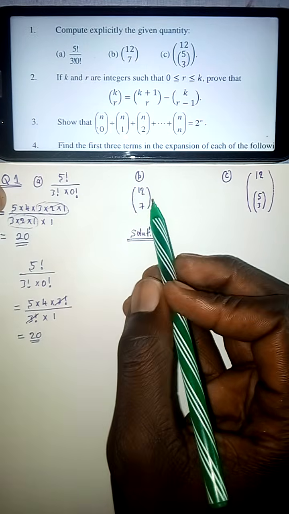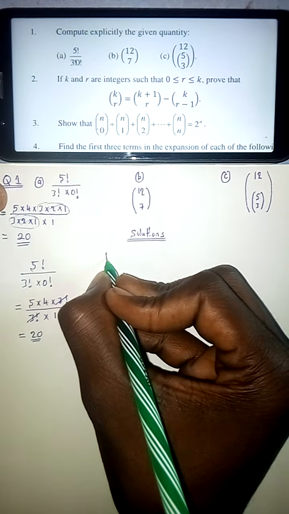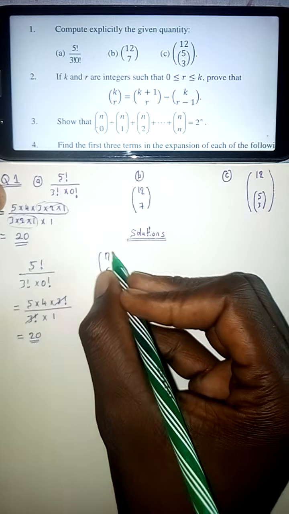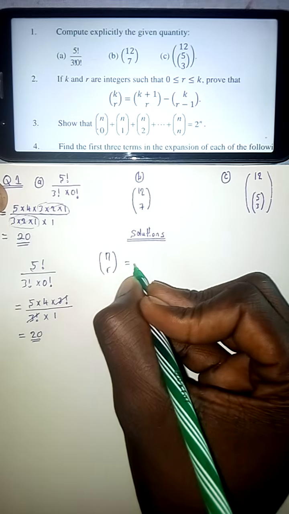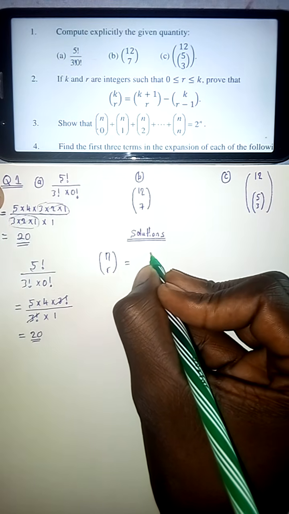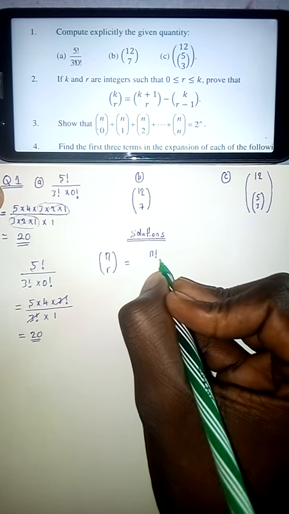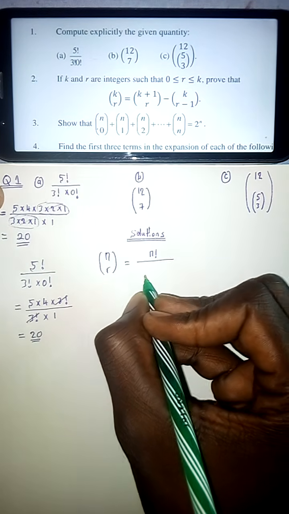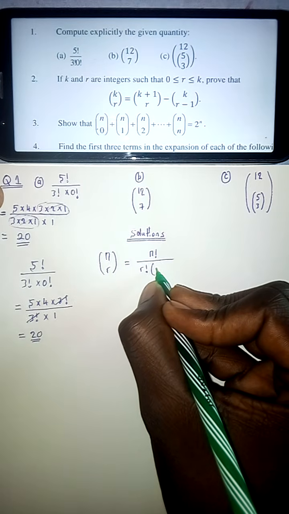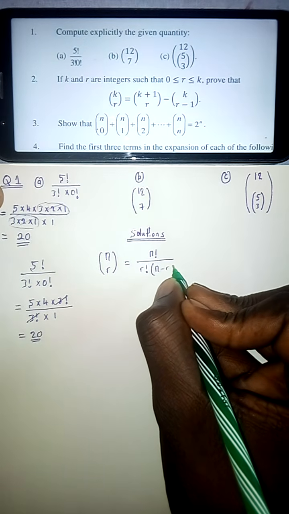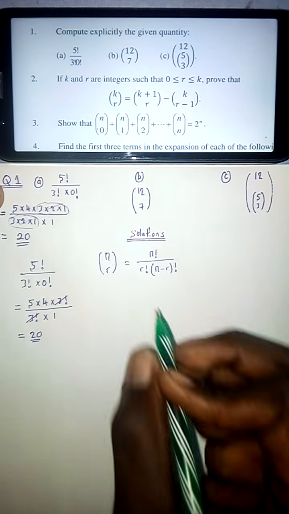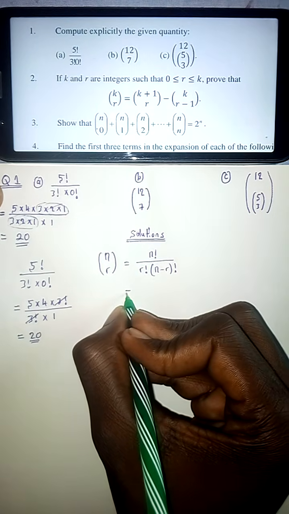So this is in the form of nCr. This nCr can be written as, so this is the foundational formula for combination, equal to n factorial over r factorial multiplied by n minus r factorial, right? Let's take note of that, guys.